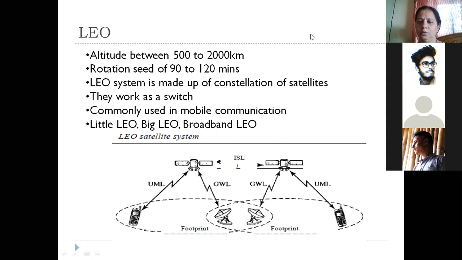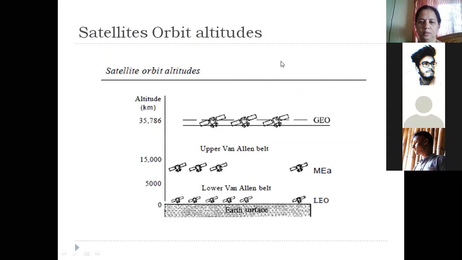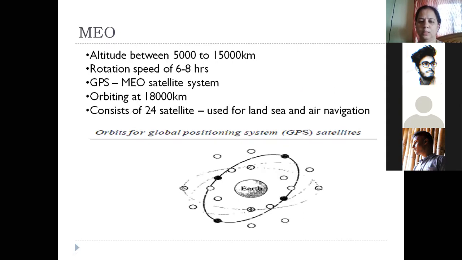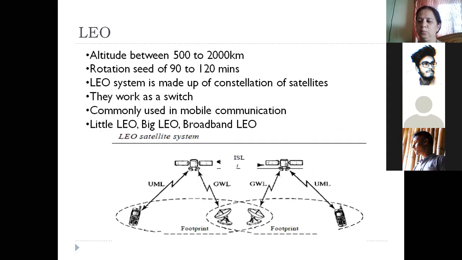All right. So I have told you about satellites. I have told you about 3 types. And what a GEO is, we know. What a MEO is and what a LEO is. All right. So if you have any doubts in this, you can ask me.